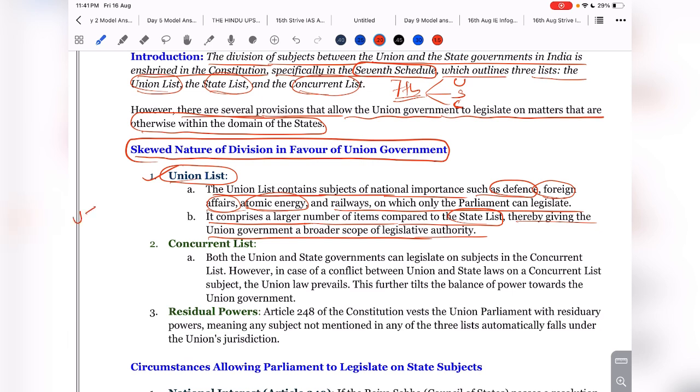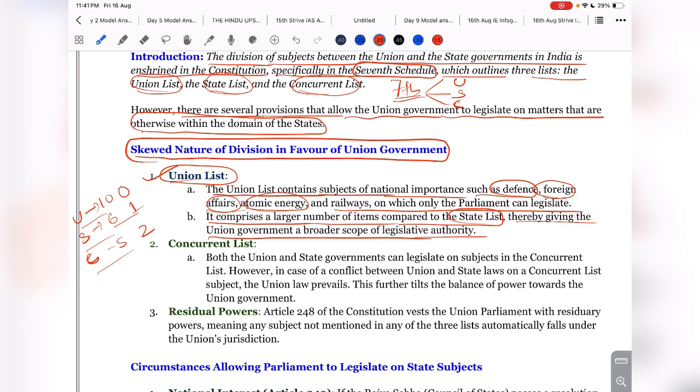The numbers are 100, 61 and 52. So this is the number of items available under the union, state and concurrent lists. Then next is the concurrent list.